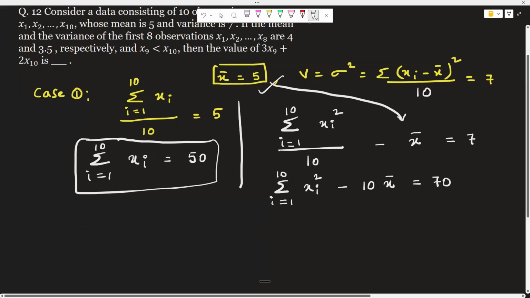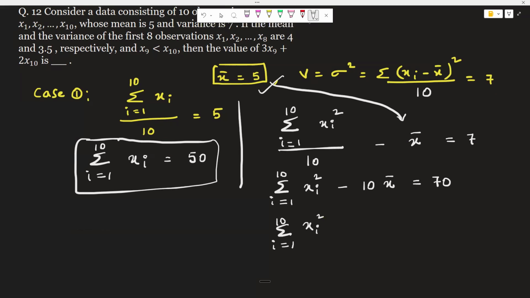That means sigma i equal to 1 to 10 xi square is equal to 70 plus 10 into x bar, and x bar we know that the mean is 5, which is equal to 70 plus 50, which is 120. Okay, is it clear?